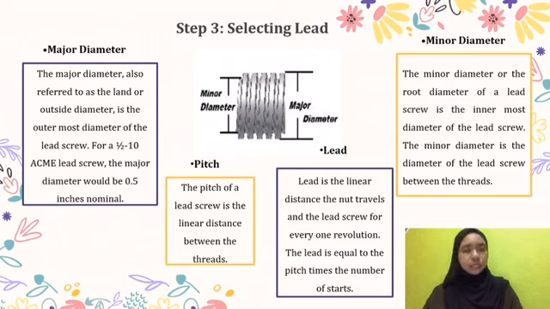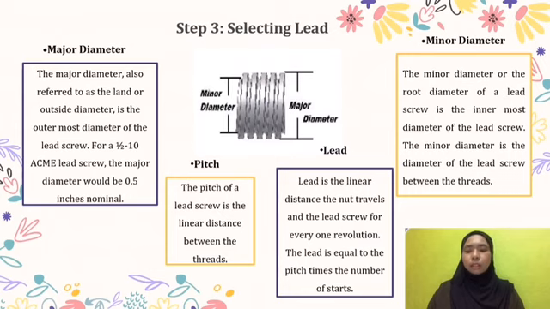Step 3. Selecting lead. Major diameter. The major diameter, also referred to as the nominal or outside diameter, is the outermost diameter of the lead screw. For a half minus 10 lead screw, the major diameter would be 0.5 inches normally. Second, pitch. The pitch of the lead screw is the linear distance between the threads. Third, lead. Lead is the linear distance the nut travels on the lead screw for every 1 revolution. The lead is equal to the pitch times the number of starts.